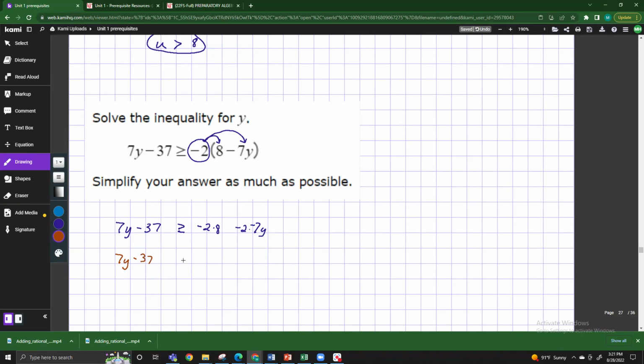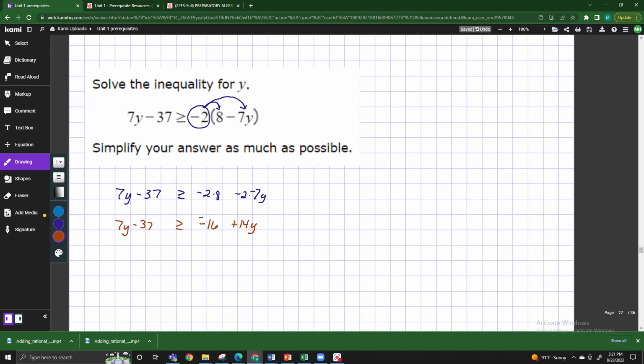Negative 37 is greater than or equal to, this is a negative 2 times an 8 is a negative 16. Negative 2 times negative 7 is a positive 14y. Now I want to get the y's on one side and the plain old numbers on the other. I have more y's on the right, so I'm going to subtract the 7y to begin with, because then I'm not going to be dealing with negatives. These will cancel out, so I have negative 37 is greater than or equal to negative 16, and then plus 7y. Getting rid of the plain old numbers, I have to add the 16 to both sides.